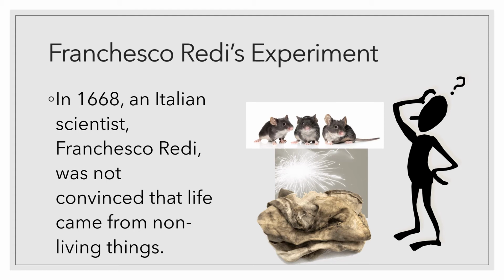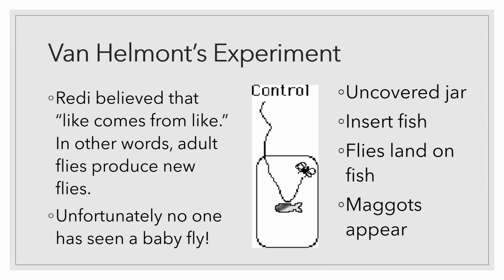Y'all, wow. Just wow. So Redi didn't believe in this. He believed that like comes from like. In other words, adult flies produce new flies. Unfortunately, no one has seen a baby fly. So as a control group, he set an uncovered jar, he put a dead fish in, flies would go and be able to land on the fish, and then the result of this control group is that maggots appeared.